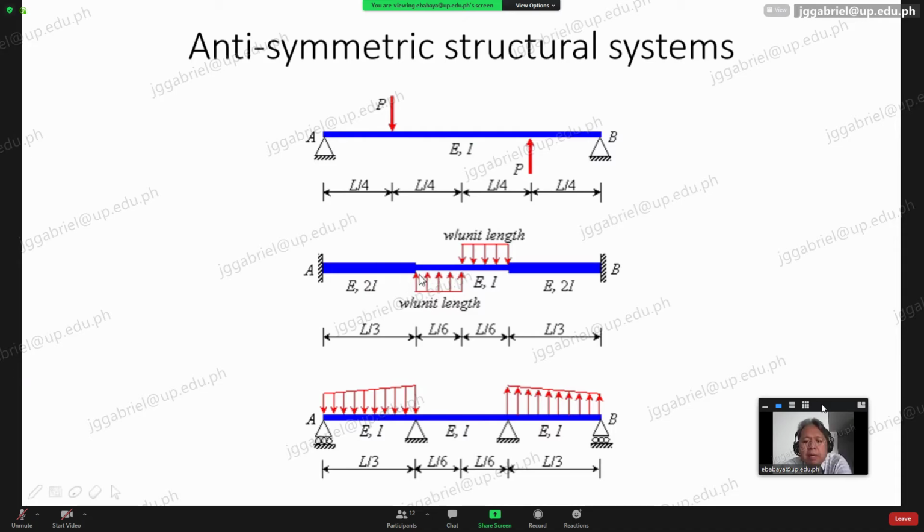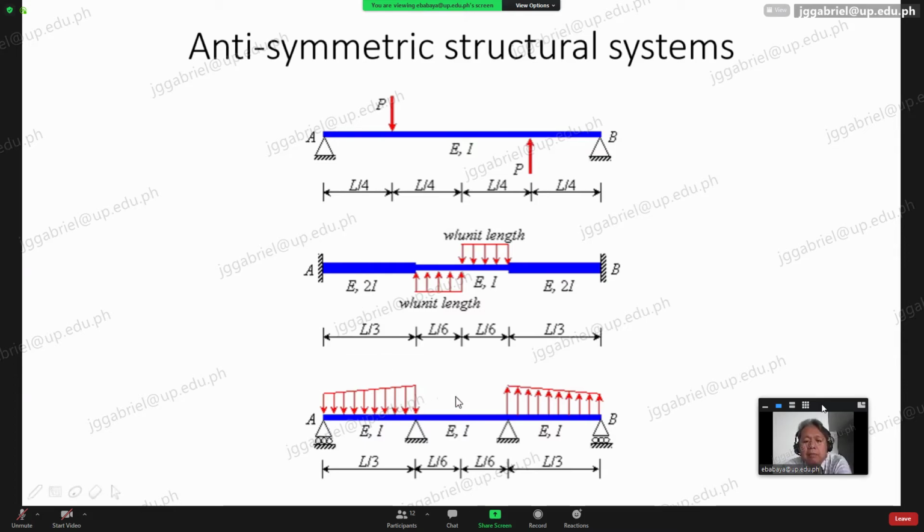Same, what do you call this? Same magnitude, but opposite in direction, and acting at a symmetric location. Okay, kasi ito L over 6, L over 6 to. So pareho yung magnitude nila, but they are different in direction. Okay, there are implications in this kind of structural system, no? Yung mga anti-symmetric.